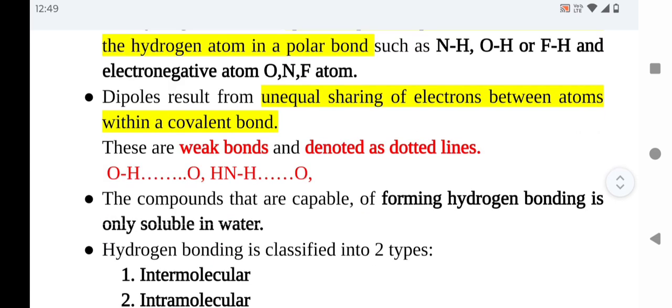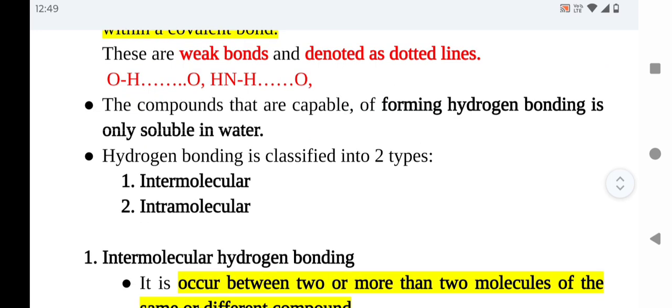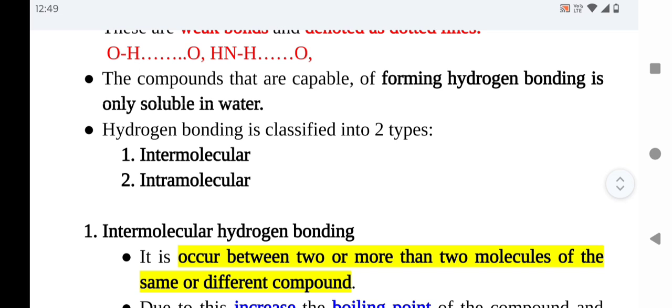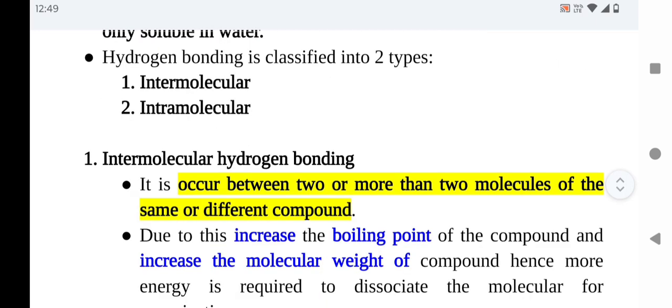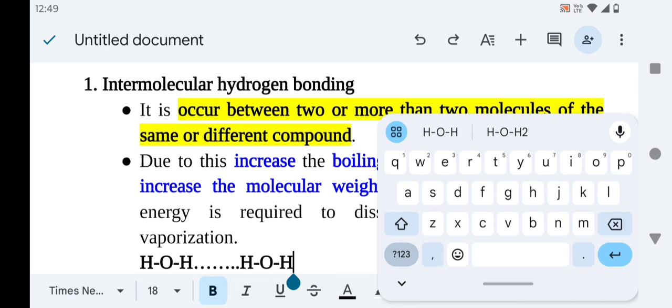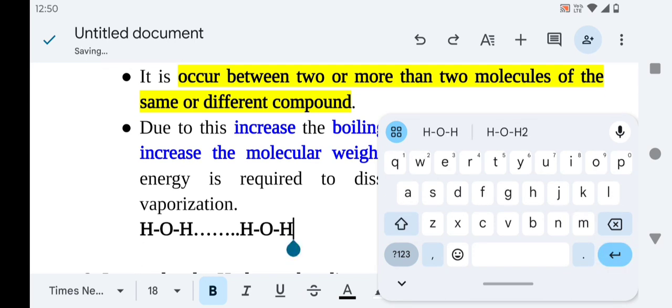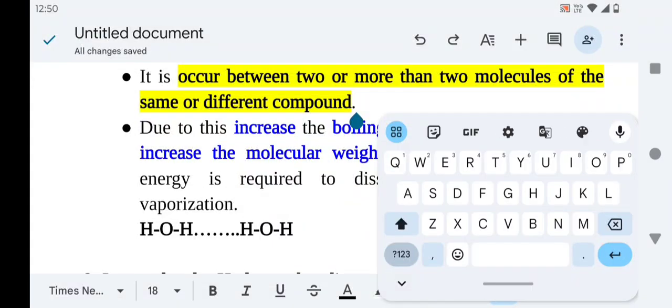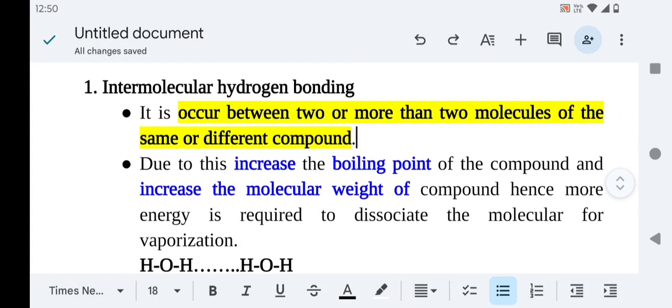The compounds that are capable of forming hydrogen bonding are soluble in water. Hydrogen bonding is classified into two types. One is intermolecular, second is intramolecular. First, intermolecular hydrogen bonding. It occurs between two or more than two molecules of the same or different compounds.